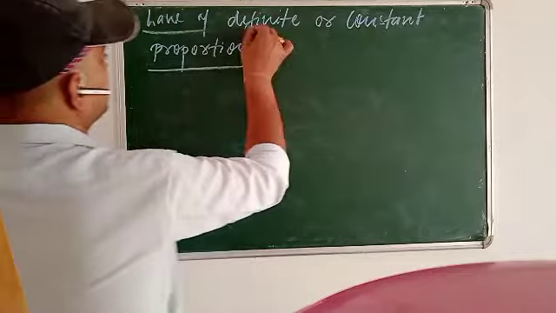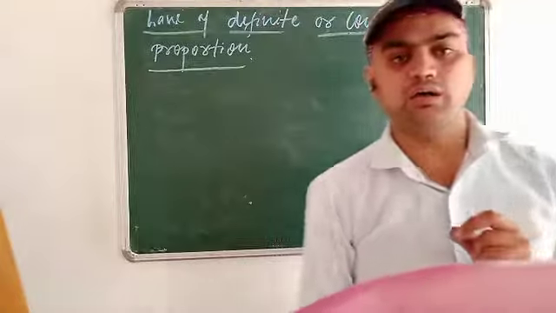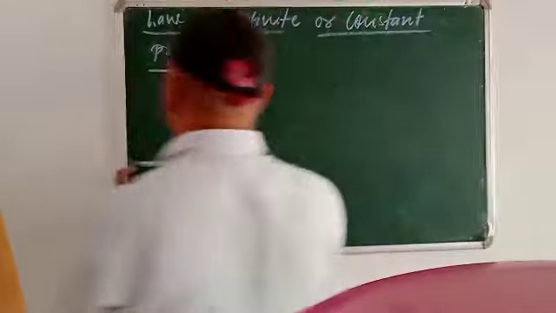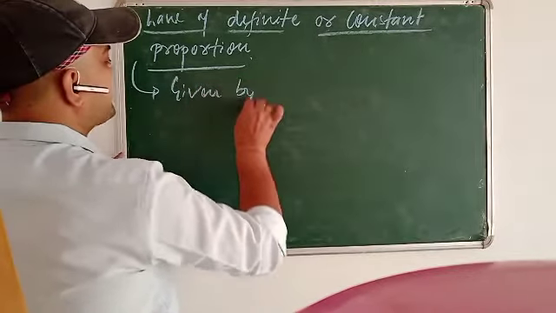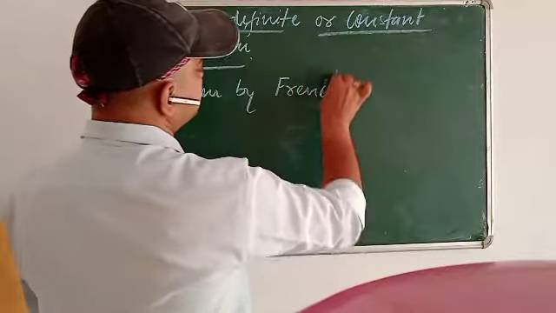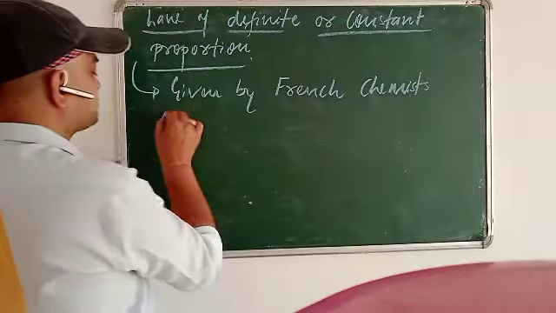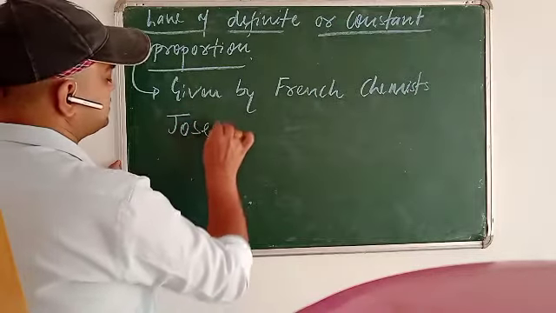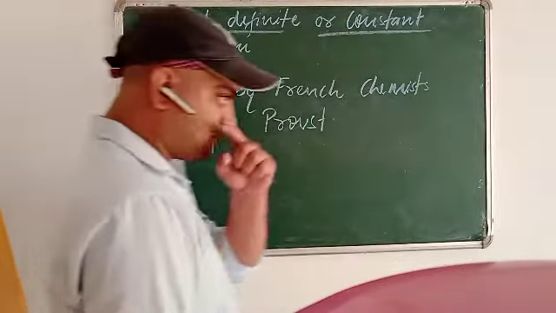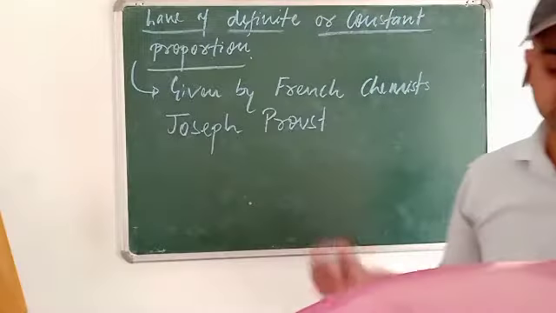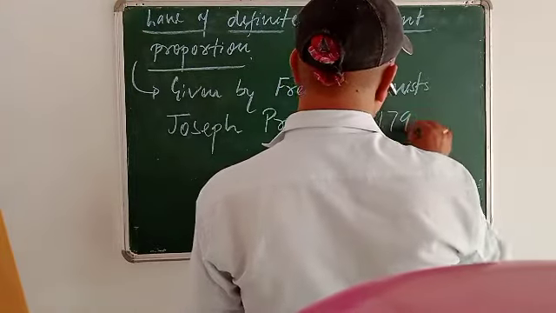Law of definite or constant proportion. Clear? In this law, first of all, this law was established by the French chemist named Joseph Proust in 1799.